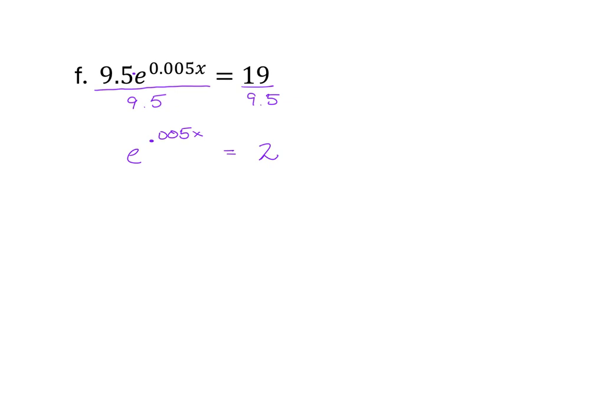I cannot write these with same bases, so we are going to go ahead and take the log of both sides. And again, because this is base e, I want to do natural log. So on the left, I'm going to write this as log base e. On the right, I'm just going to write it as natural log. And now we can go ahead and cancel our log base e and our e, and we are left with 0.005x equals natural log of 2.